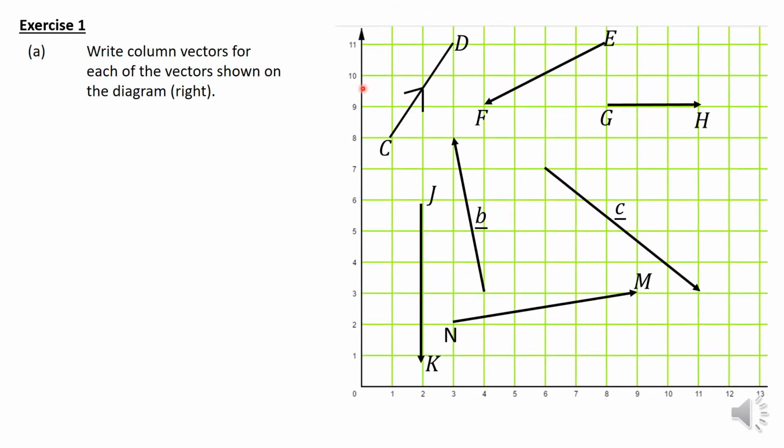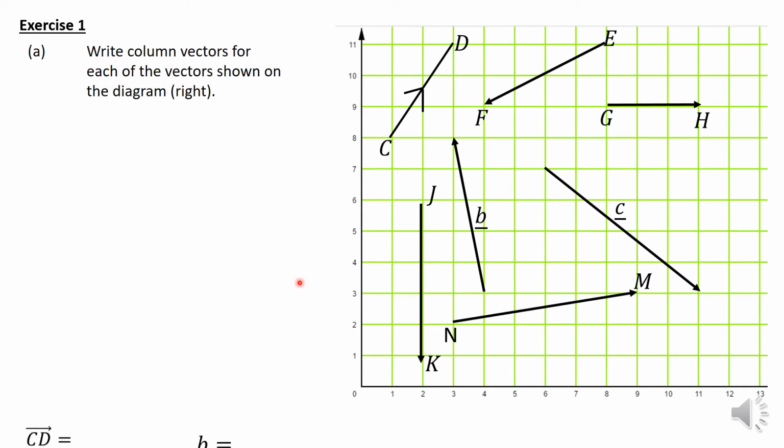Right, let me bring in a few exercises here. We are going to write down a few column vectors. So I'm going to bring in a grid, and what we have here are vectors represented. This arrow tells you it's from C to D, and in this particular instance, it's from E to F. And here, for example, the arrow is showing in that direction, which is G to H, and so on.